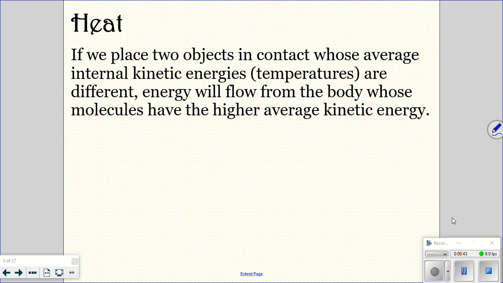If we place two objects in contact whose average internal kinetic energies, their temperatures, are different, energy is going to flow from the body whose molecules have the higher average kinetic energy to the one that has the lower. So if you put ice in warm water, the kinetic energy is going to flow from the water into the ice. And so it's going to make the ice have a higher kinetic energy, which is going to raise the temperature of the ice, which is why it will melt.